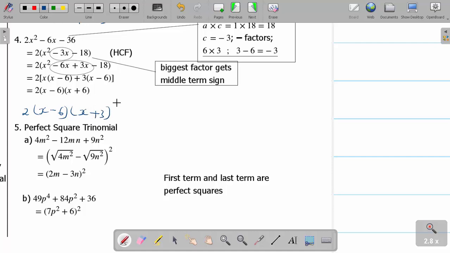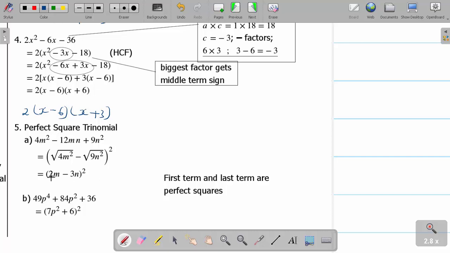Another one is what we call the perfect square trinomial. Now here, if you check, this is 4m squared minus 12mn plus 9n squared. If you check what I have here, the square root of 4m squared is 2m. What about the square root of 9n squared? It's going to be 3n. Okay, and then squared here. So it means that this one came from this one. So this is the answer for factorizing this one here.